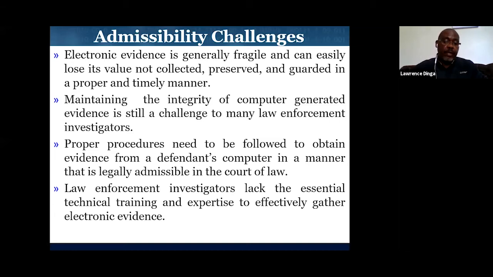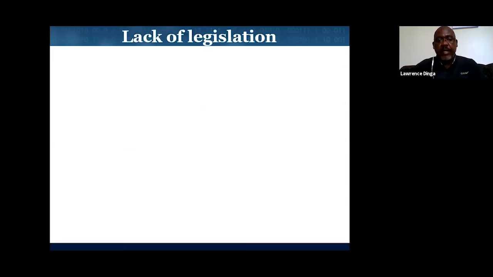And law enforcement investigators lack the essential technical training and expertise to effectively collect the evidence, even though this is changing. But I think that sometimes we become overwhelmed because we have only one cyber unit in the DCI. So when things happen at the county level, we do not have people who have got the technical training and expertise to gather the evidence.